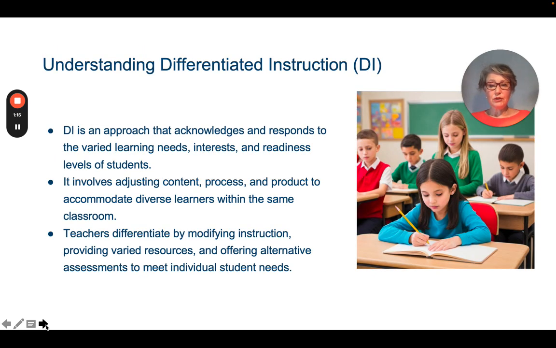Differentiated instruction is an approach that acknowledges and responds to the varied learning needs, interests, and readiness levels of students. It involves adjusting content, process, and product to accommodate diverse learners within the same classroom. Teachers differentiate by modifying instruction, providing various resources, and offering alternative assessment to meet individual needs.